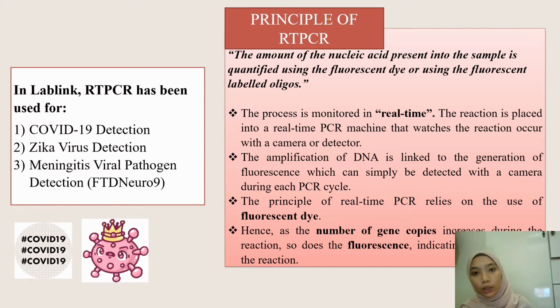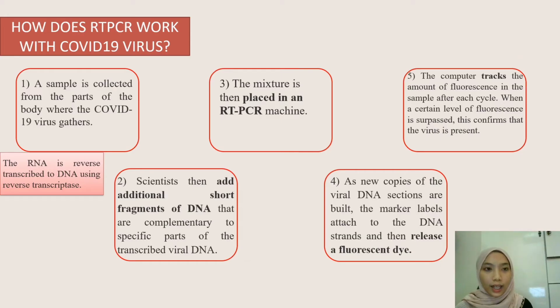Before I go further, I will explain a little bit about the principle of real-time PCR. Real-time PCR is a process that is conducted in real time. The amplification of DNA is linked to the generation of fluorescence, which can simply be detected with a camera during each PCR cycle. The principle of real-time PCR relies fully on the use of fluorescent dye. Hence, as the number of gene copies increases during the reaction, so does the fluorescence, indicating the progress of the reaction.